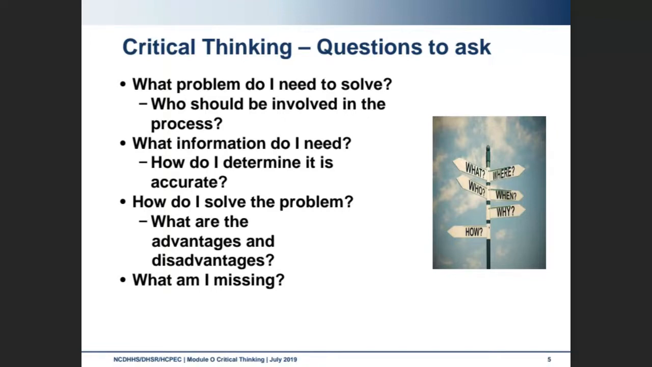And if I have a solution, what are the advantages and disadvantages? And maybe I have an alternative solution. What are the disadvantages and advantages of that solution? And what am I missing? So you always want to try and think outside the box as well. Look at the whole picture. Use your observational skills. Use all your senses. What information are you missing? What else do you need?